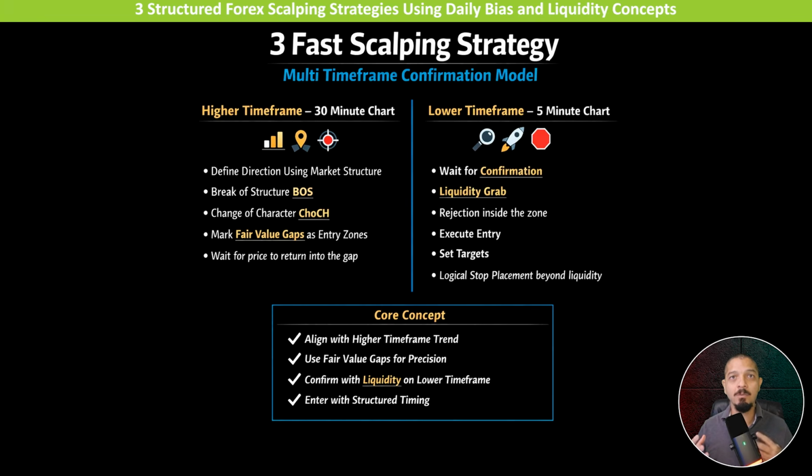Now, let's begin with the first scalping strategy. We use the 30-minute and 5-minute charts. On the higher time frame, we define direction through market structure, identifying break of structure and change of character, then mark fair value gaps as entry zones. Once price returns to those areas, we move to the lower time frame. On the 5-minute chart, we wait for confirmation, typically a liquidity grab, before entering and setting targets. This approach aligns with the trend and uses precise lower time frame timing.